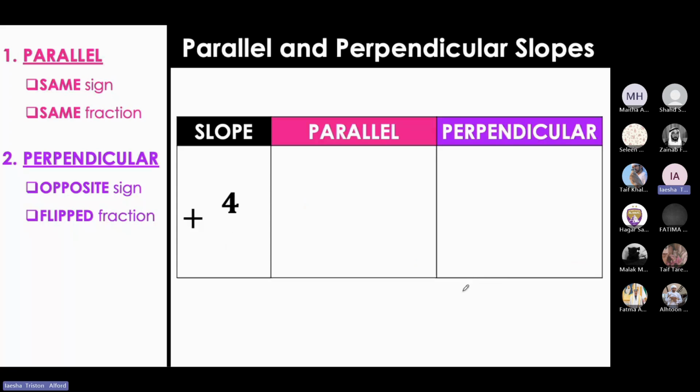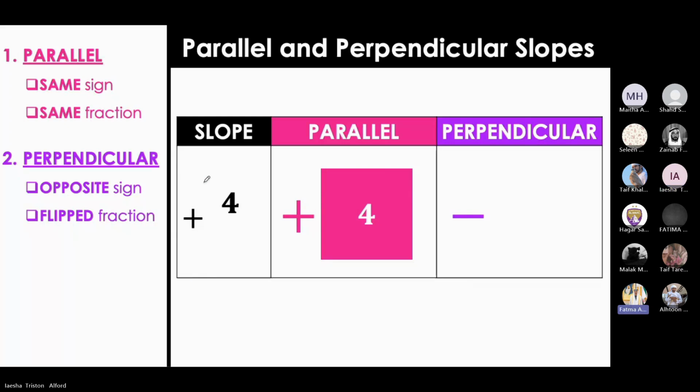This slope, +4. Parallel should be same sign, same fraction. Which number in the box? +4 over 1 or +4. No, +4. Perpendicular should be a negative number. This slope, how do we make its fraction? +4 over 1. What's the flipped fraction for the perpendicular? -1 over 4. Fine.